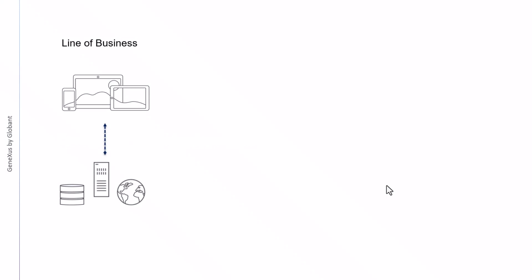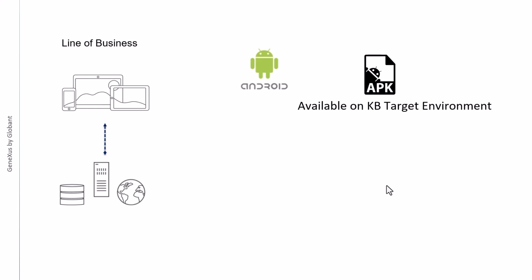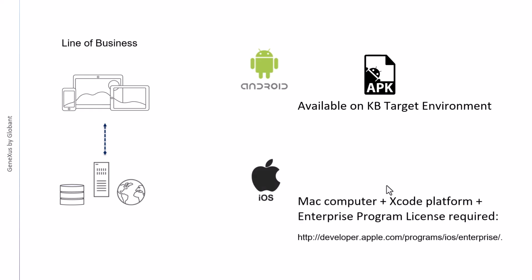In the case of internal distribution within a company, for example, to distribute an application among the employees of the sales department, the procedure varies according to the platform generated. For Android, GeneXus creates the APK file that's available in the folder associated with the target environment directory of our application, which can then be distributed in the company. When generating for Apple, a Mac computer with the development environment installed, and a license of the iOS Enterprise program is required. You can get more information on the link on the screen.